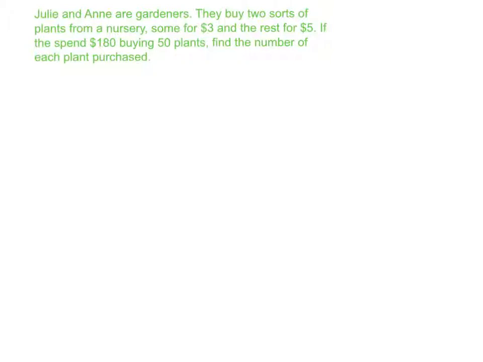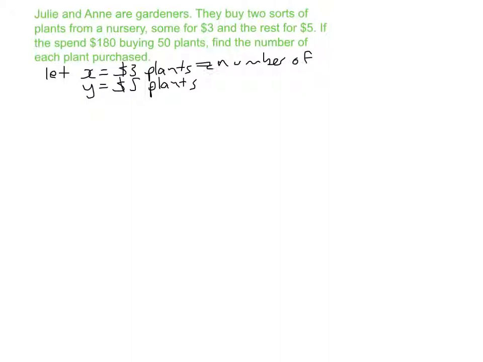So what we need to do is set up something to identify the 2 different sorts of plants. So if we say we'll let X represent the $3 plants and Y will represent the $5 plants. And it's the number of plants. So I should say X is the number of $3 plants, and that'll be for both of them.